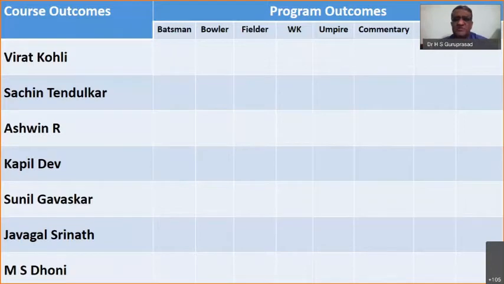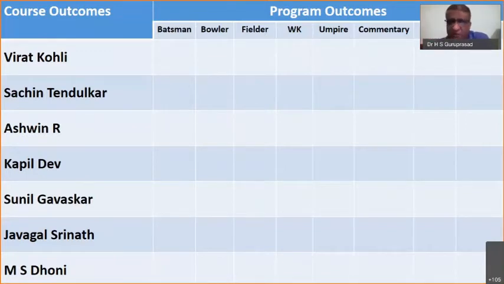How many program outcomes I have taken? Columns are the program outcomes. Okay, you are all telling 8. I have taken 8 program outcomes. Very good. Meaning, in this example, I have taken 7 course outcomes and 8 program outcomes. Now, carefully understand, let us do the course outcome to program outcome mapping using this example.